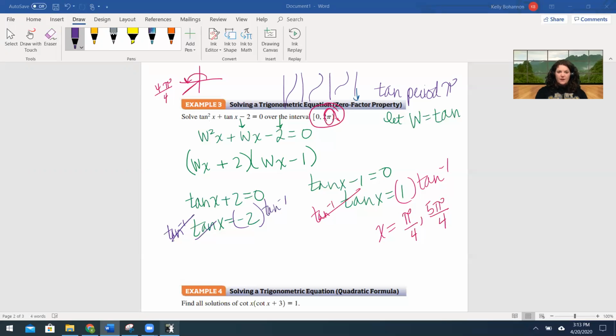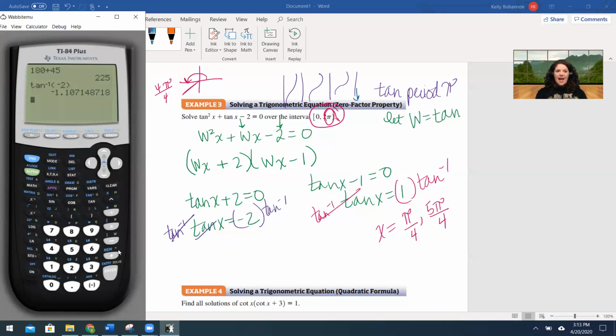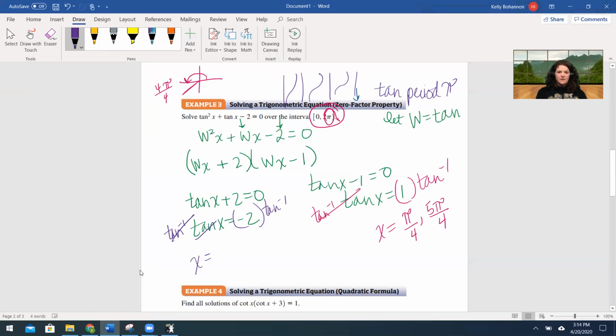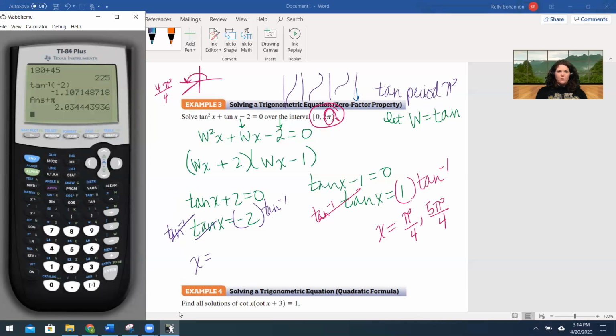So when I go to my calculator, I have to add pi to get to the next answer. So that's a solution. That's the solution my calculator gives me. It is a solution. It's just not one that I need. It's not between 0 and 2 pi. So I'm going to add pi. That will give me one of my answers. So one of my answers is 2.034.